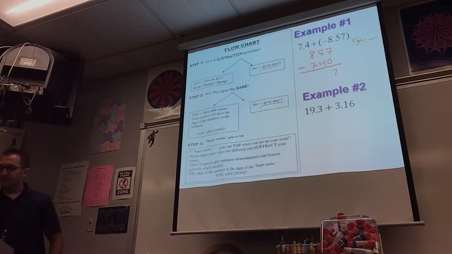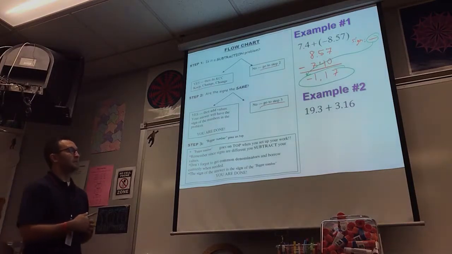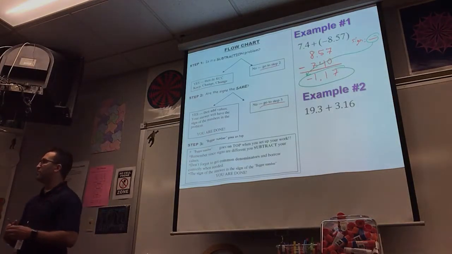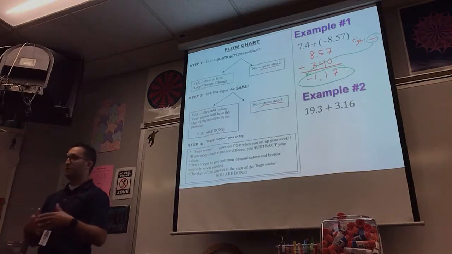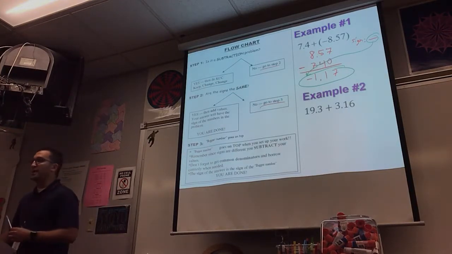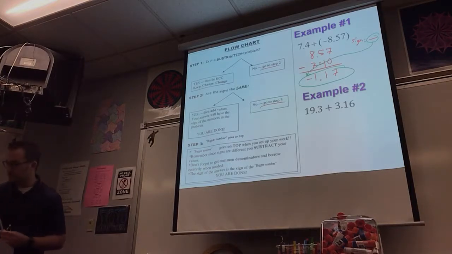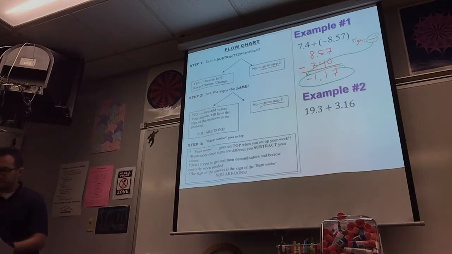7 minus 0 is 7. 5 minus 4 is 1. 8 minus 7 is 1. So we get 1.17 is our answer, right? Wrong. It's going to be negative because of the bigger one. Don't forget to keep the sign of the bigger one. I find that it's really helpful to identify what the sign of our answer is going to be before you even do it. I bet you can look at example 2 and figure out what the sign is going to be. What's the sign of our answer going to be?